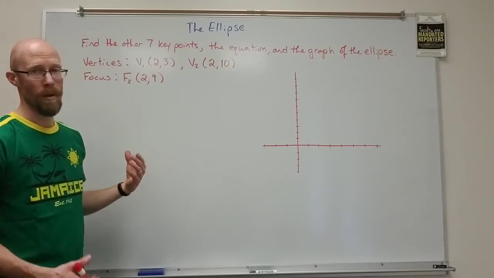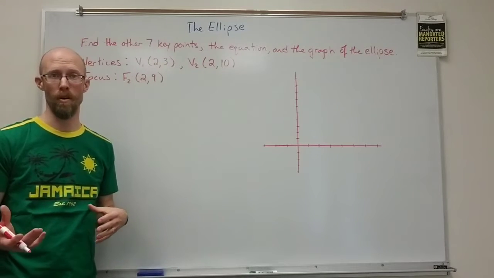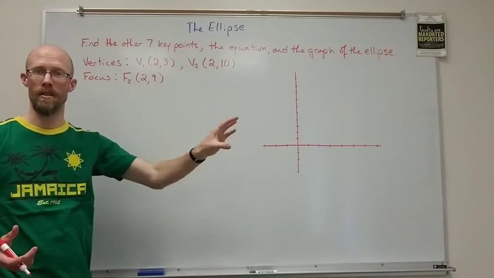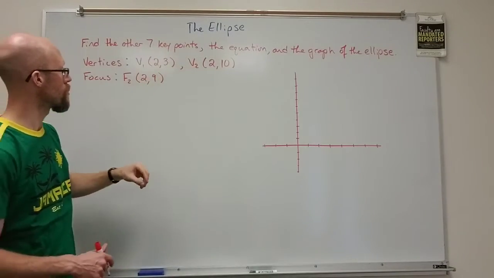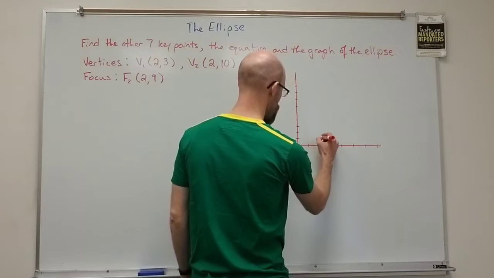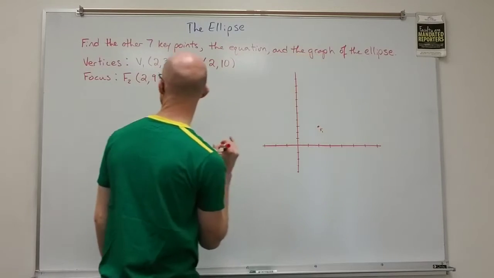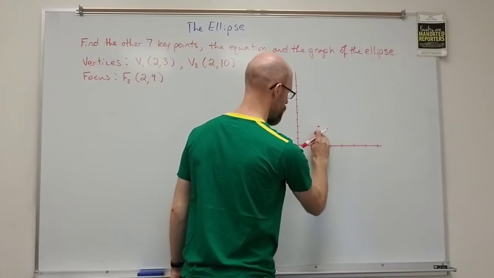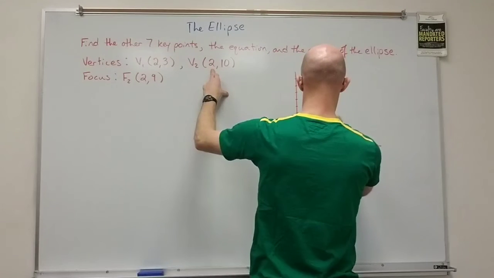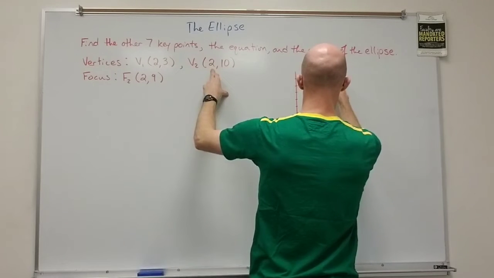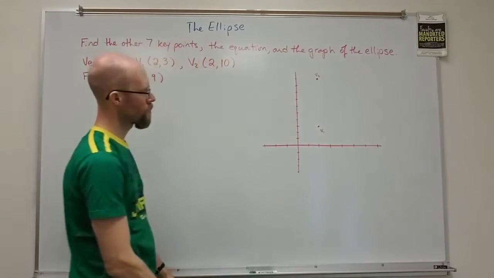So first of all, what I would do is I would plot these. Again, I think about things visually, personally. You could do this algebraically as well, but I like to plot these things, get a feel for what's going on with this ellipse. So I see the 2 vertices are at (2, 3) and (2, 10). So I go over to 2 and up to 3. There's vertex 1. And then over to 2 up to 10. And that's going to be vertex 2. Right? So there's my 2 vertices.